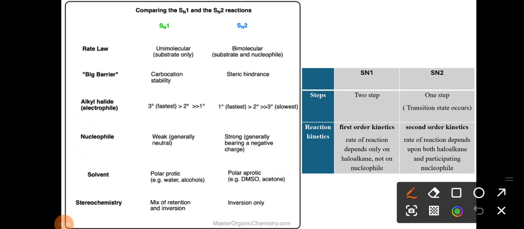I hope that the differentiating points of the SN1 and SN2 are clear to you, right? So please, guys, remember this one because this is very important.